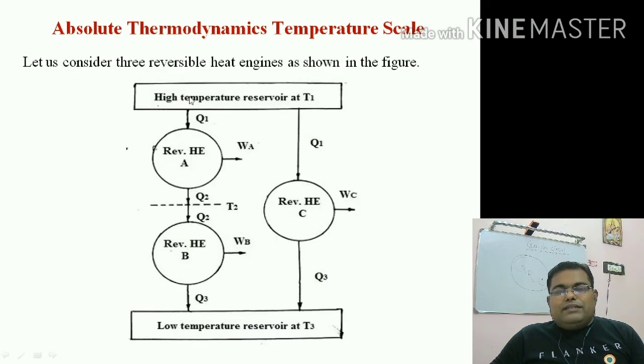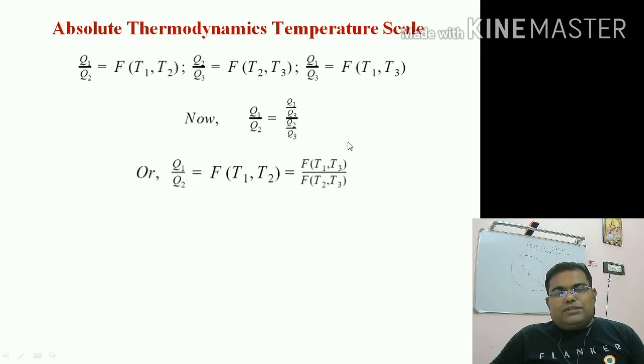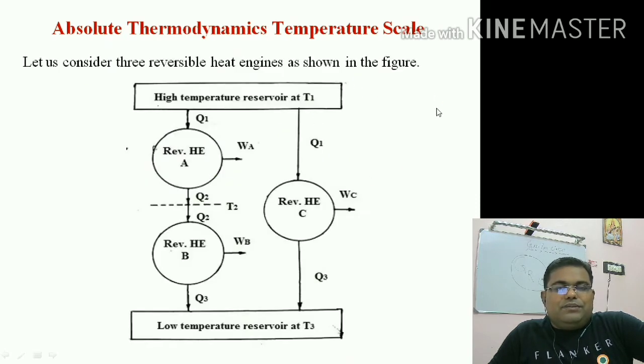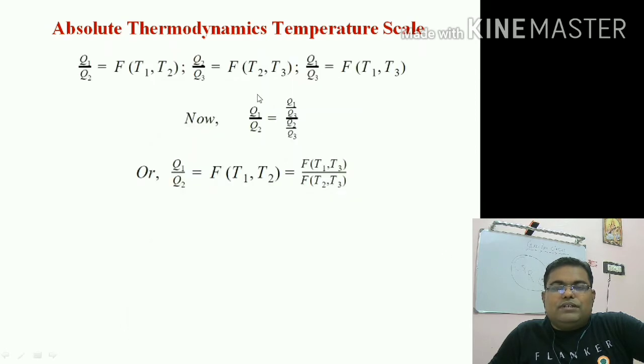So we can write the same equation, Q1 by Q2 and Q2 by Q3, and finally Q1 by Q3 in terms of temperatures, as a function of temperature. So we can say Q1 by Q2 is a function of T1 and T2, and Q2 by Q3 is a function of T2 and T3. Similarly, we can say Q1 by Q3 is a function of T1 and T3, because they depend only on initial and final temperatures. So for heat engine A, temperature is T1 and T2. Heat engine B, it is T2 and T3. So we have written this way.